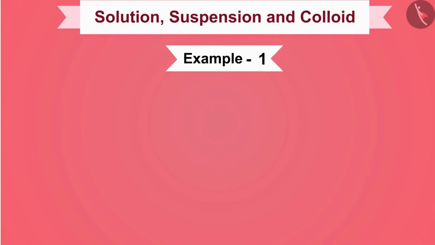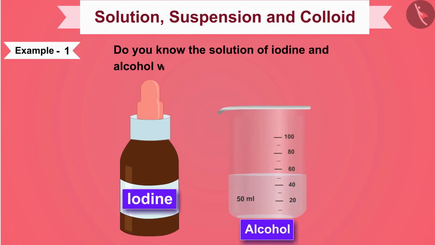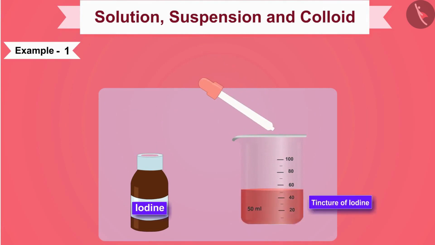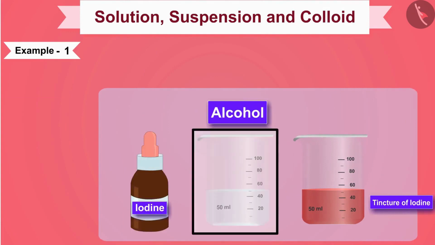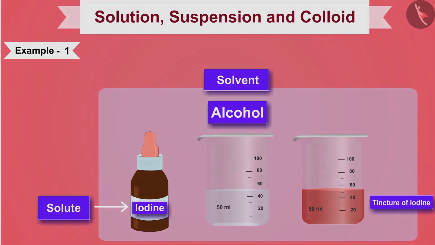Let us understand this by an example. Do you know the solution of iodine and alcohol, which we call tincture of iodine? We make a solution of tincture of iodine by dissolving iodine in alcohol. Because here we take iodine, which is in small amount, and alcohol, which is in large amount, to make a solution. In this solution, iodine is solute and alcohol is solvent.